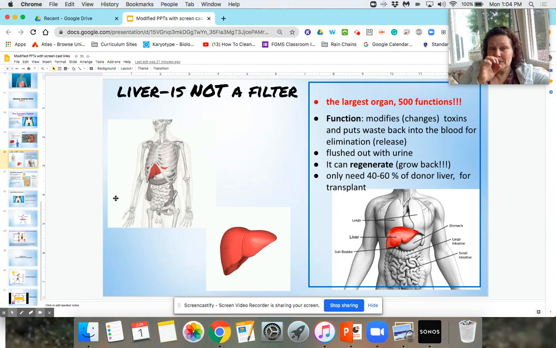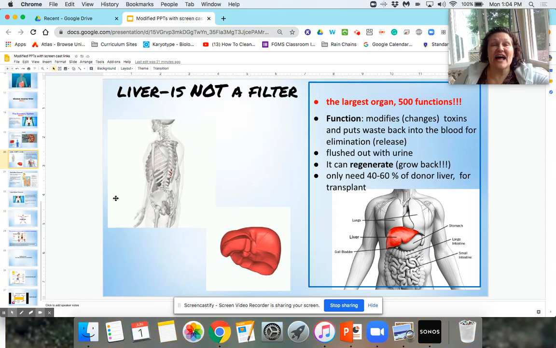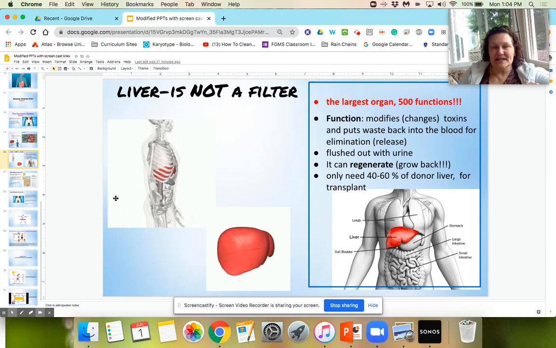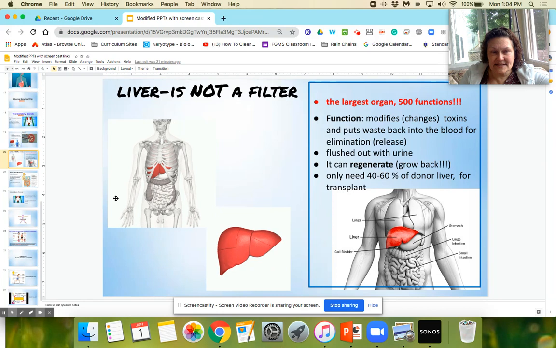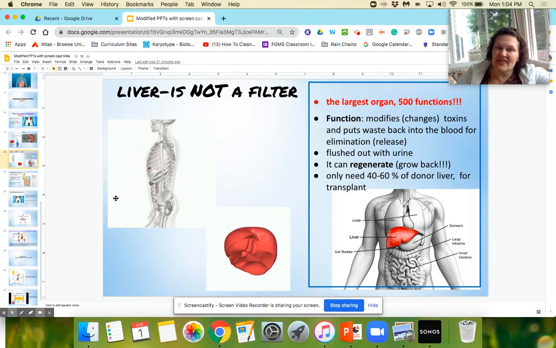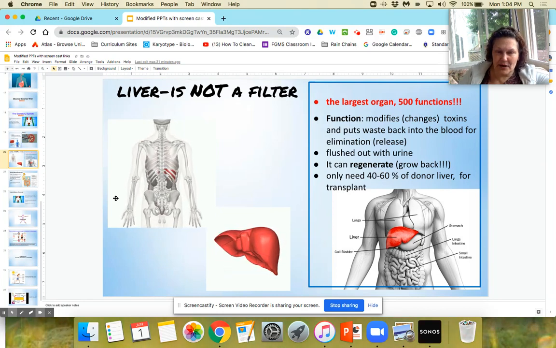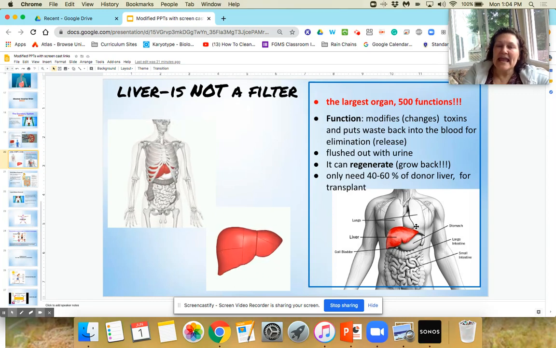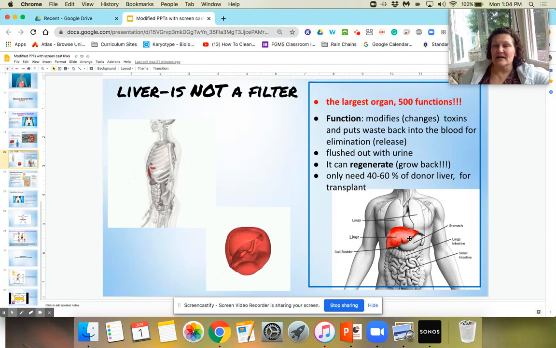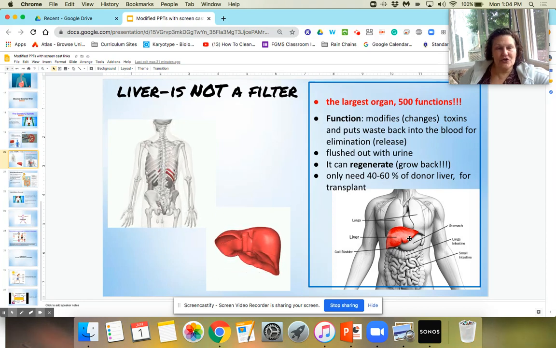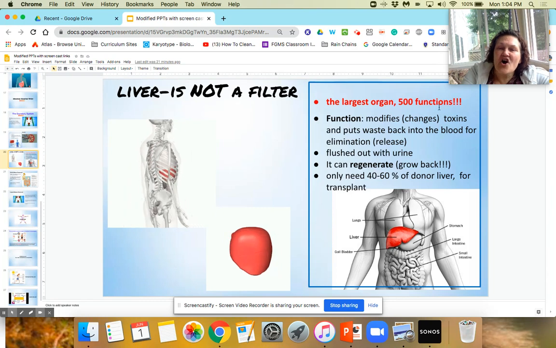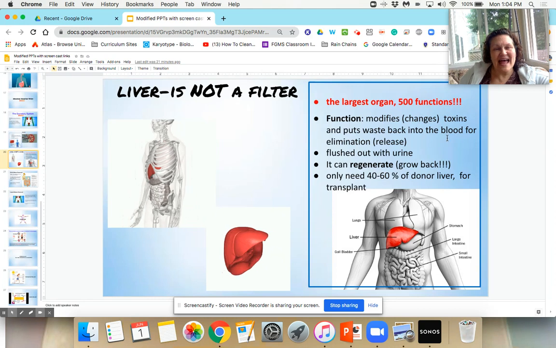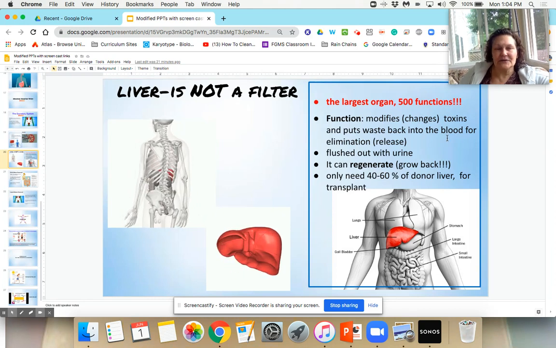Now, your liver, and I know I've said this, it's not a filter. Your liver has chemicals in it that break down the toxins to make them less toxic for you, and then they get sent out of the body. And so the liver is right here, and it's towards the front and up by the lungs, okay? It's the largest organ in your body. Now look up here, 500 functions. It's absolutely amazing. You cannot live without a liver.